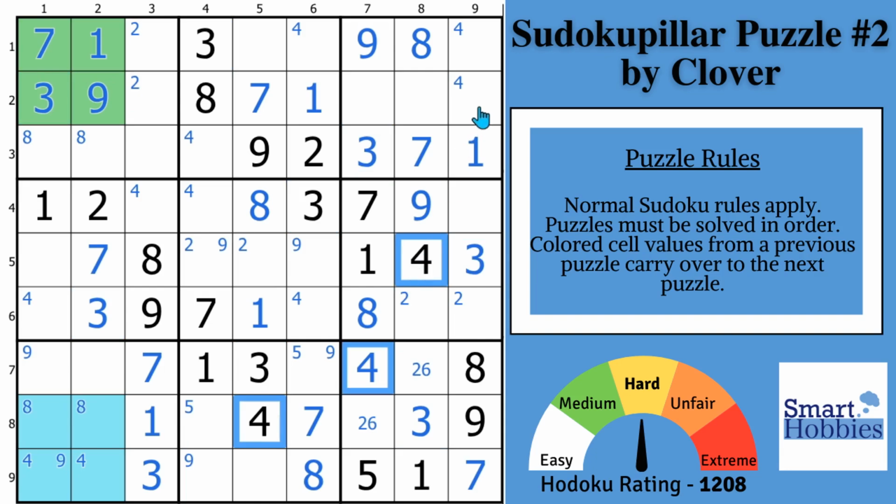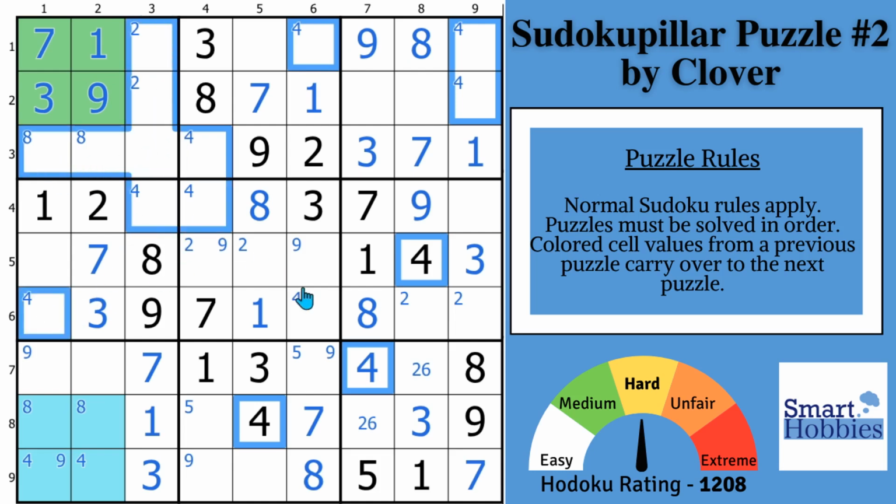Let's see what we can do. 4s can be there, here, all of these cells, these two. I'm also using those Snyder marks to help me out. And that's where the 4s can be. And we'll put those in orange.